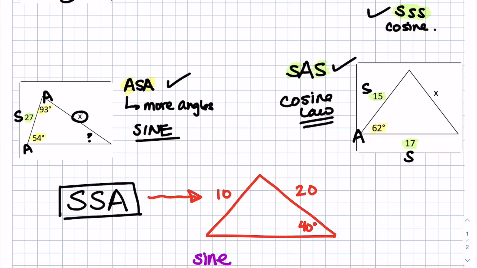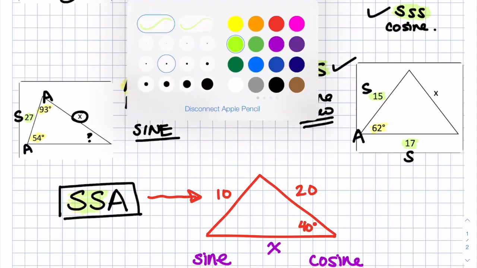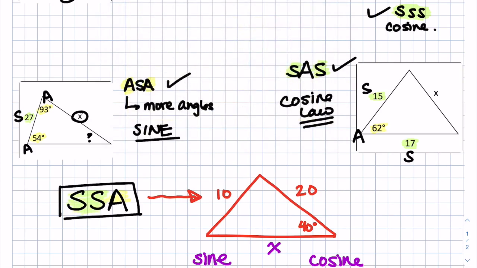But if I asked you instead for this side, then you would have to use the cosine law. So just keep in mind that for the case of side, side, angle, even though there's more sides than angles, it could go both ways, depending on what they're asking for. Okay, so just keep that in mind.